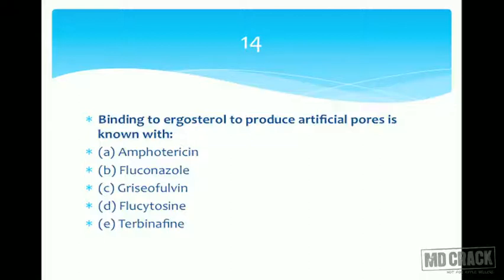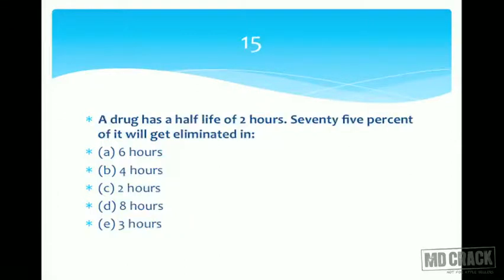Terbinafine, the last drug, inhibits the conversion of squalene to lanosterol. So that's its mechanism. Flucytosine is a prodrug, gets converted to 5-fluorouracil. It's obviously an antimetabolite. Griseofulvin acts on the microtubule assembly, and fluconazole inhibits the conversion of lanosterol to ergosterol. So these are the mechanisms of different antifungal drugs. Have a look at the answer. It's amphotericin, binding to ergosterol to produce artificial pores in the membrane. Next question on this session.